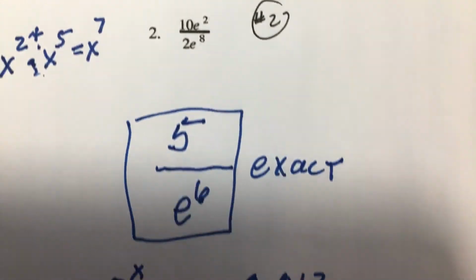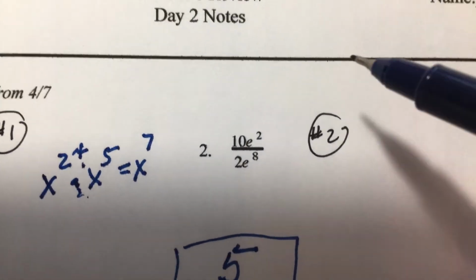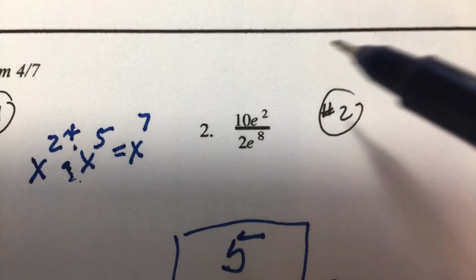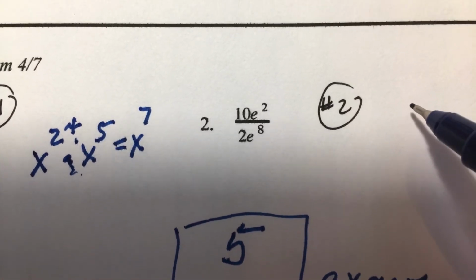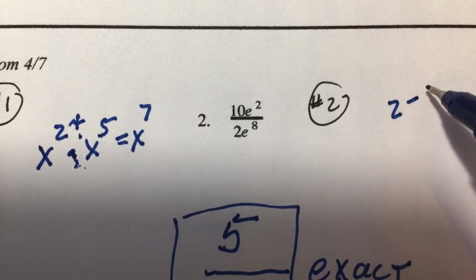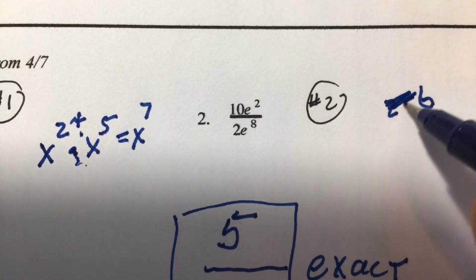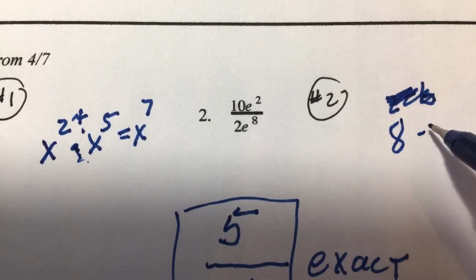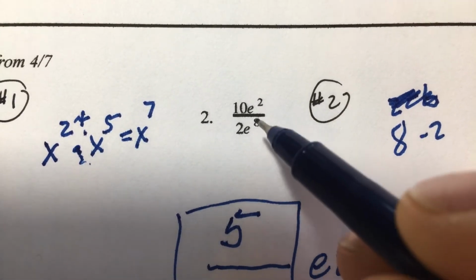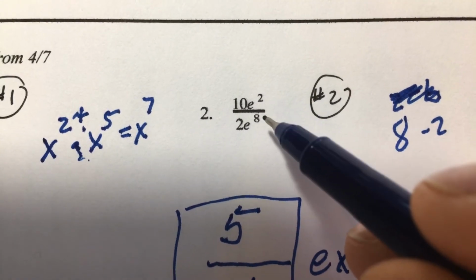Now let's go back up here to example number 2. Whenever we divided here, what did we do with our exponents? We subtracted them. Whoops, that's backwards. We did 8 minus 2. We subtracted them. So whenever we divided, we subtracted.